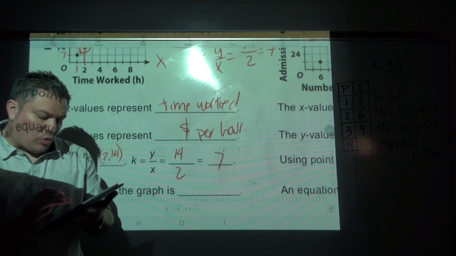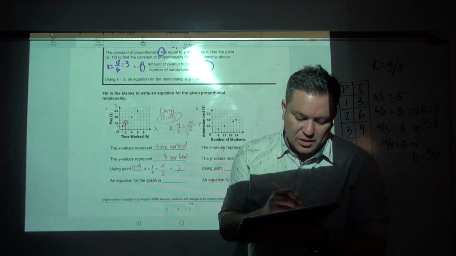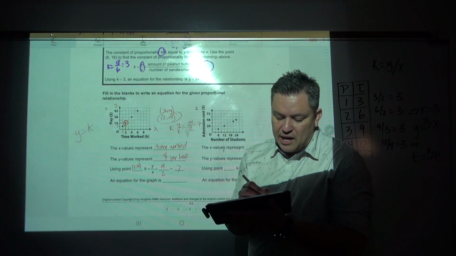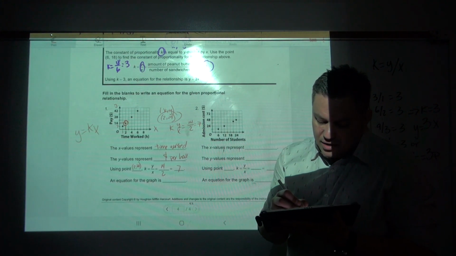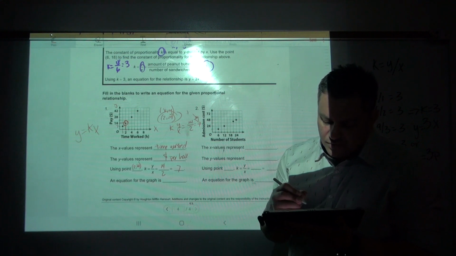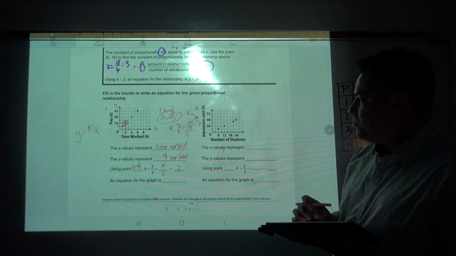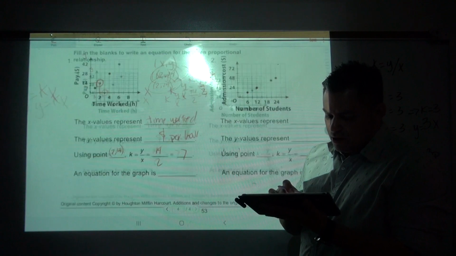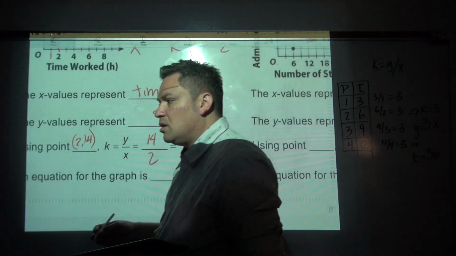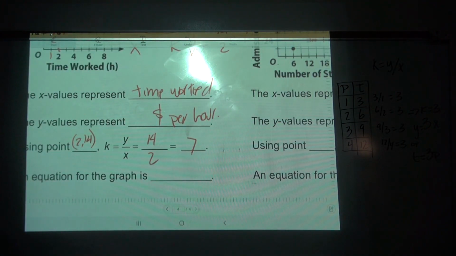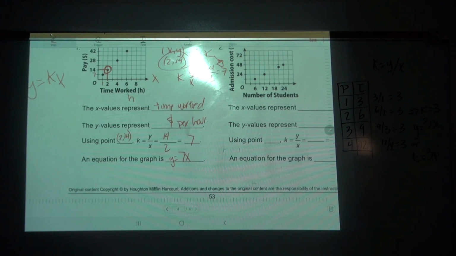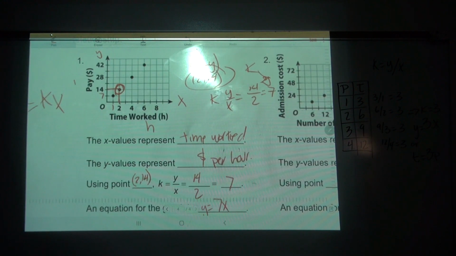Now, it says an equation for the graph is, remember the equation, y equals kx. We already found k right there, right? So the equation will be, just like when we were talking about the tables, what's the equation? Y equals 7x. Very good. What if I would have used H for hours and P for pay?